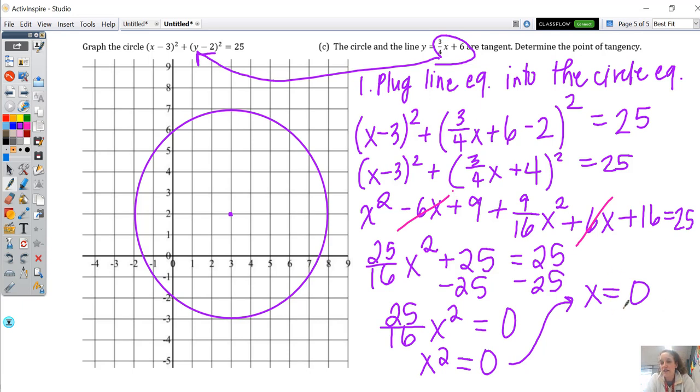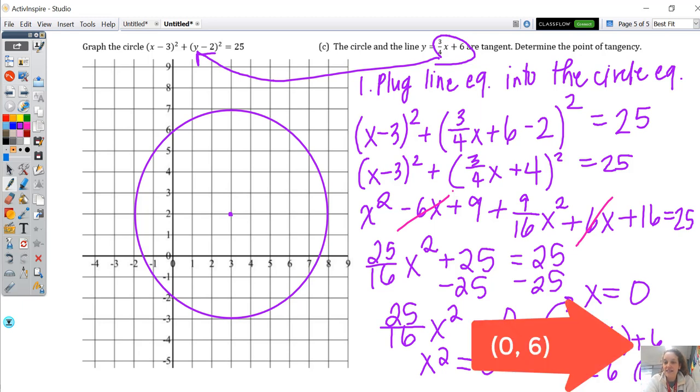To get the y coordinate, though, we're going to take our x value and we're going to plug it back into x in the line equation. That's going to be the easiest way. y equals 3/4 times 0 plus 6. y equals 6. And so the point of tangency is going to be (0, 6).